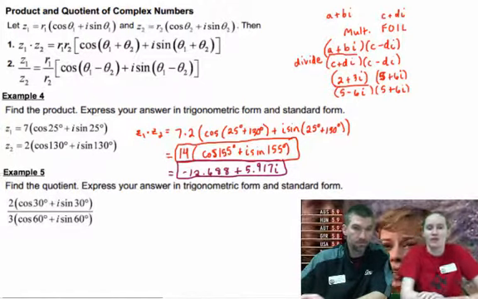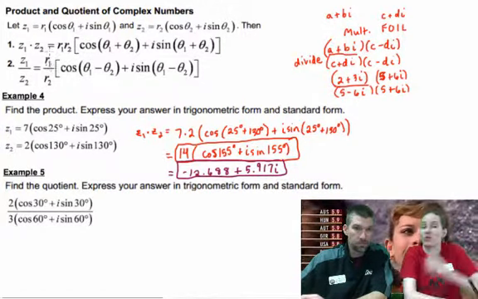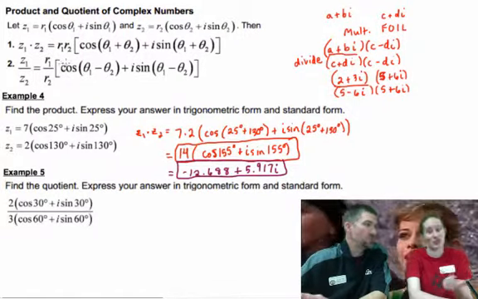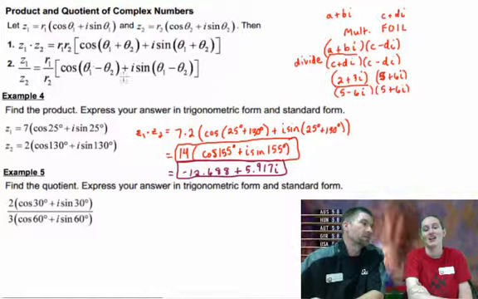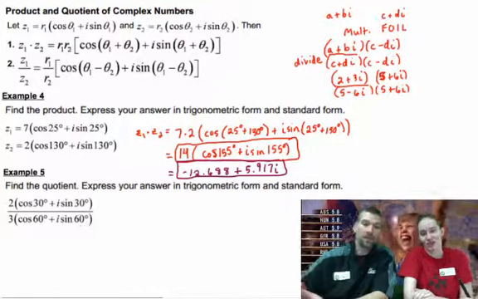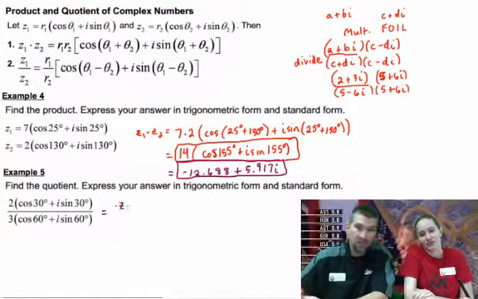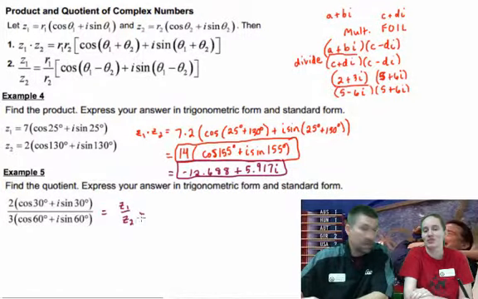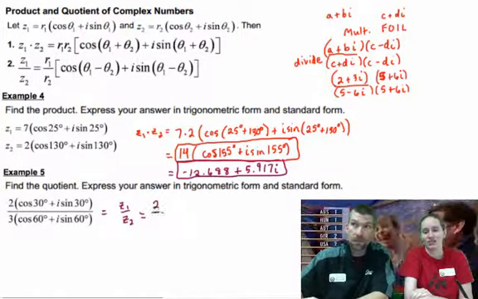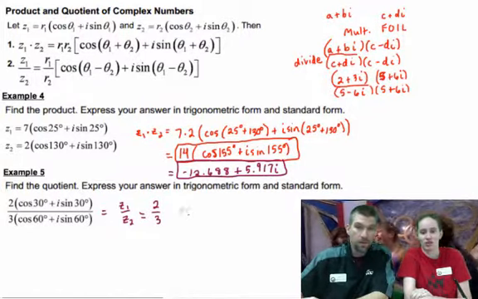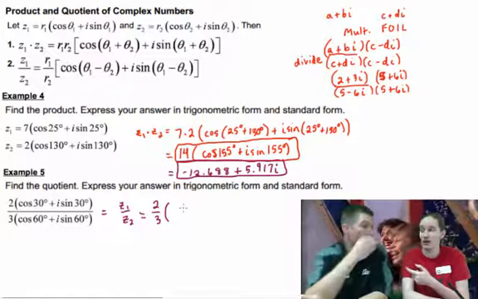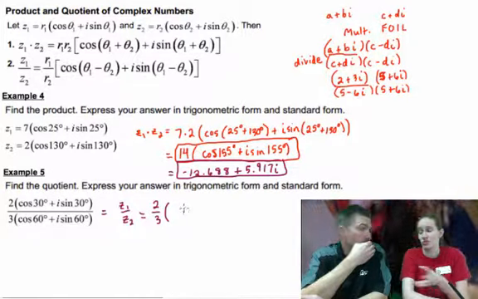If we're dividing, the difference is we divide the r's. When we were multiplying, we multiplied the r's. When we're dividing, we divide the r's and we subtract the angles. So let's do that. That's 2/3, because that's R1 over R2. If we could simplify the 2/3, we would, but we can't here.